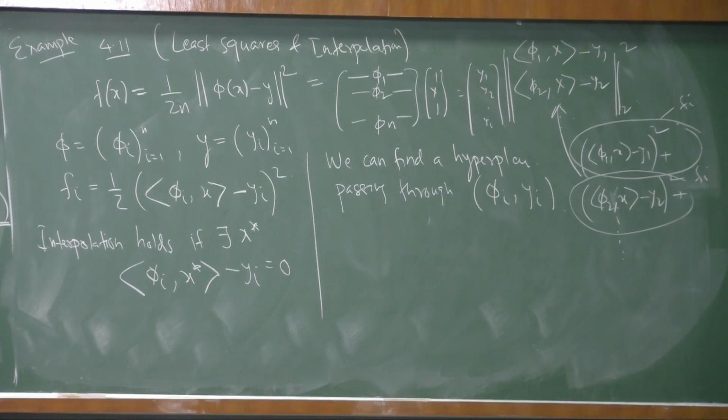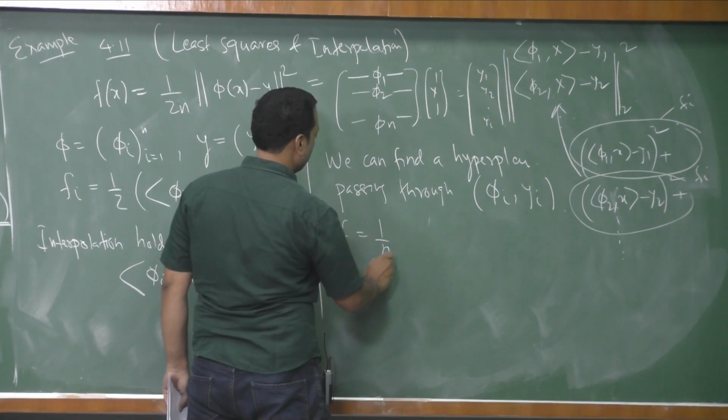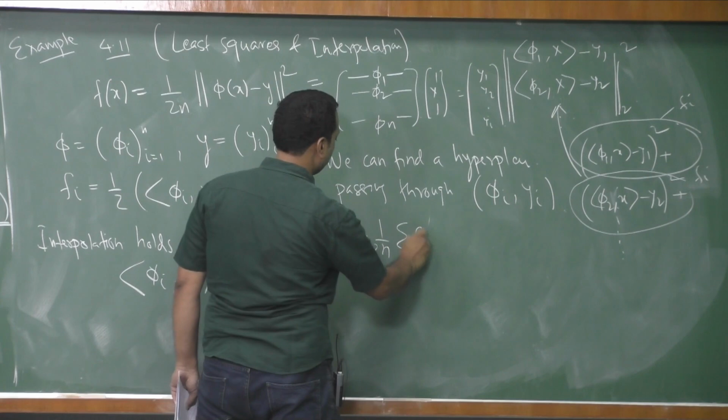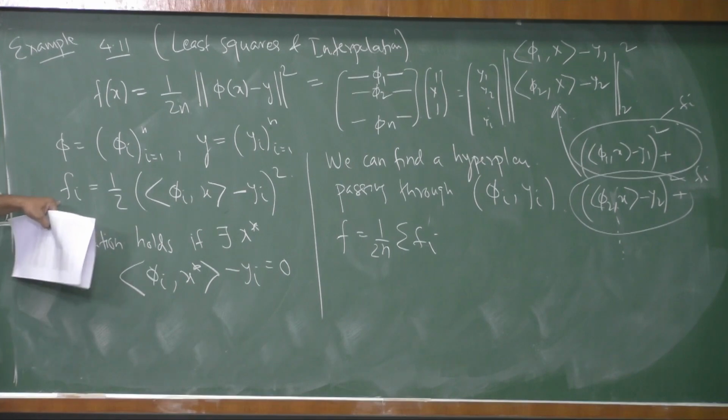So if I add each of these, and take 1 by n, and there is a half already, so 1 by n, the sum of these, 1 by n and half, then I do get this. So you can check that f is indeed 1 by n times the sum of fi, where the fi's, as I said, are these only, which is coming from that derivation.